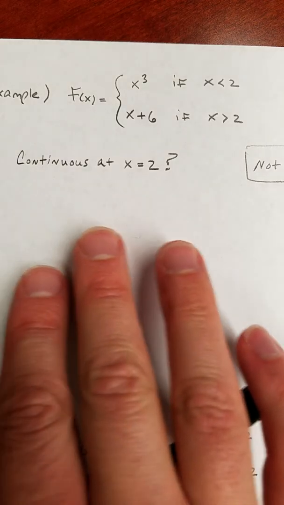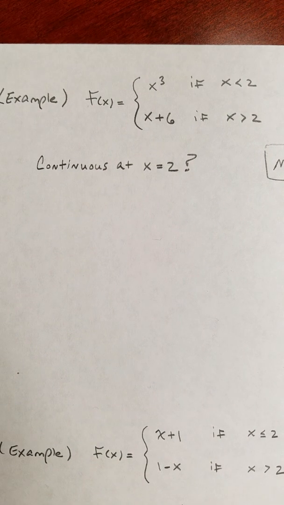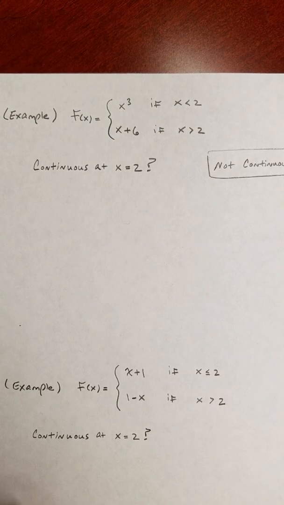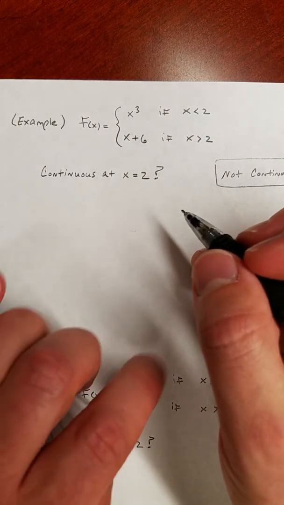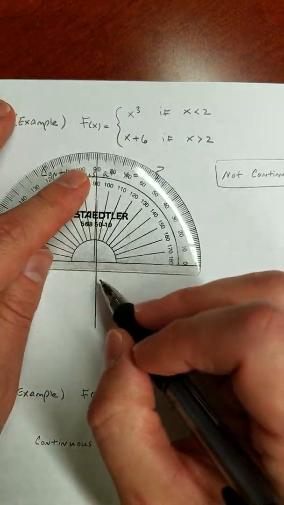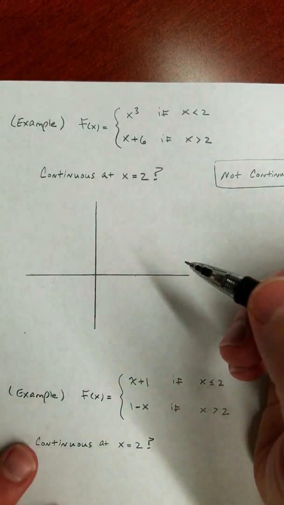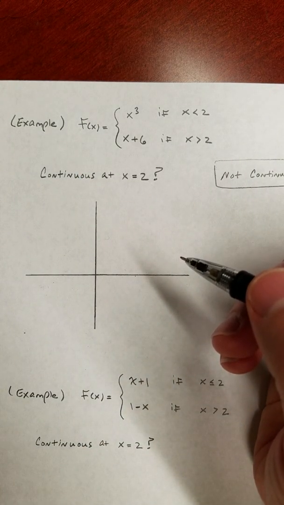Let me draw the graph, because that's something I want you to get used to, and then I'll also go through the math, and I want you to be able to do both things. As far as the graph goes, let's sketch it out like this. If you could draw it, it'd be real easy for you to tell whether it was continuous or not.